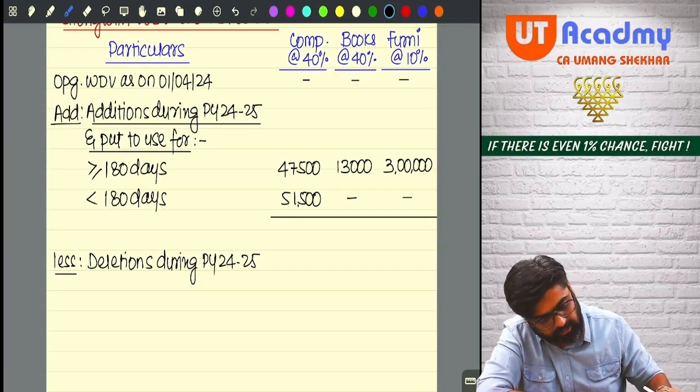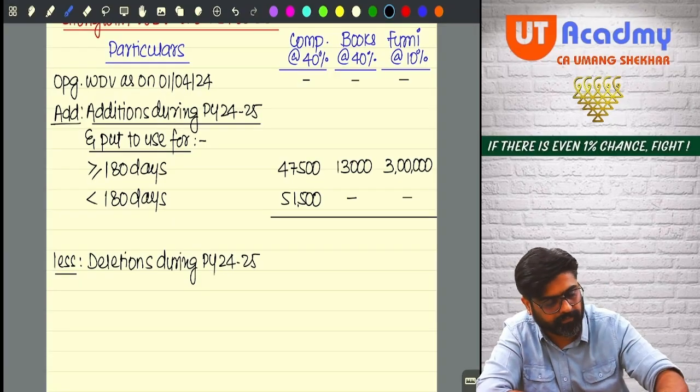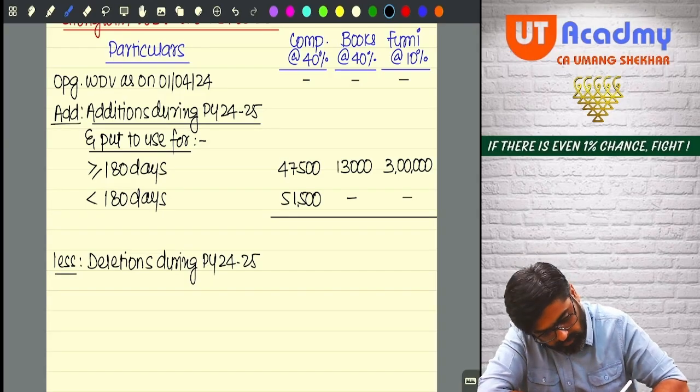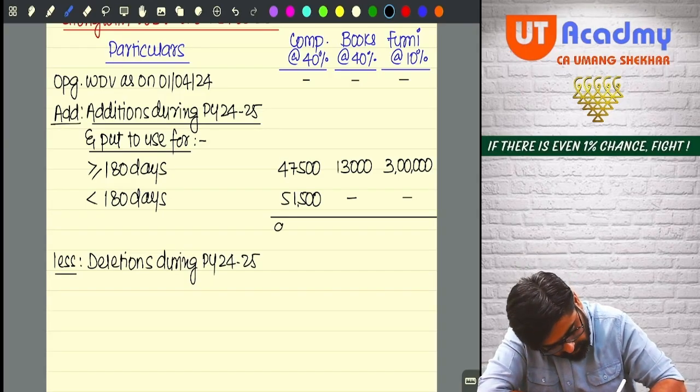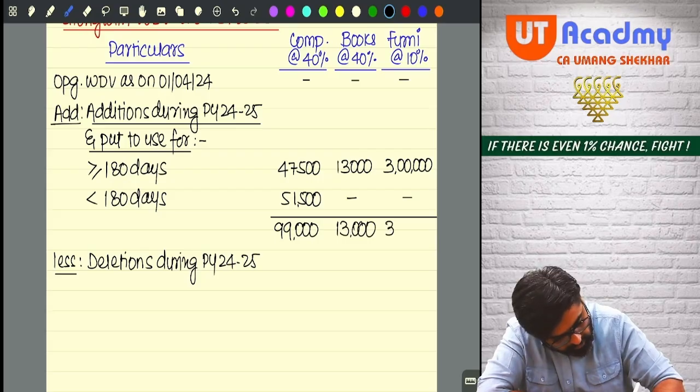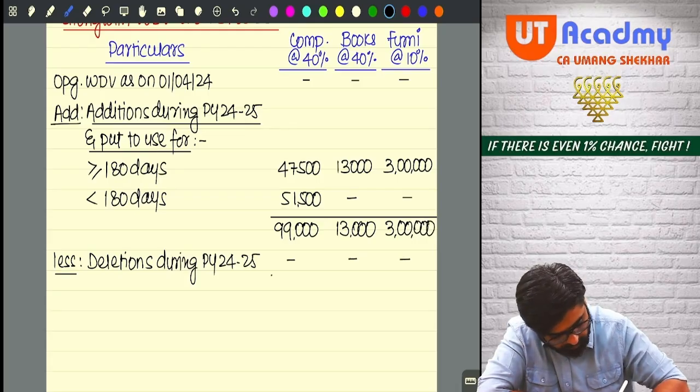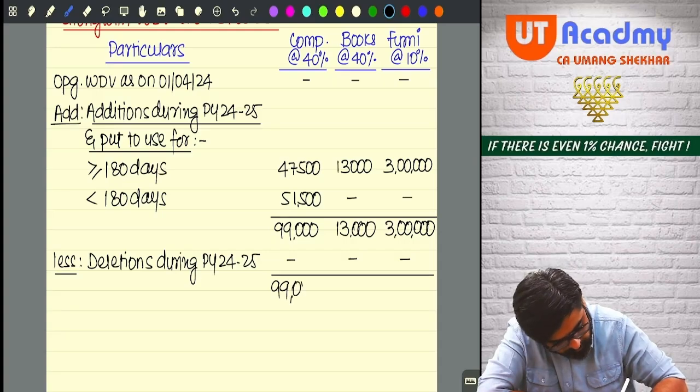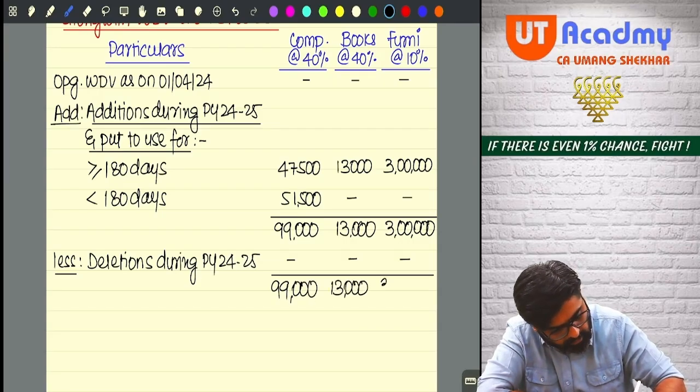51,500 plus 47,500 will give you 99,000. So I will write down 99,000 over here. Here it will be 13,000. And here it will be 3 lakhs. Any deletions happening from the block? No, no deletions. So it will be 99,000, it will be 13,000, and it will be 3 lakhs.